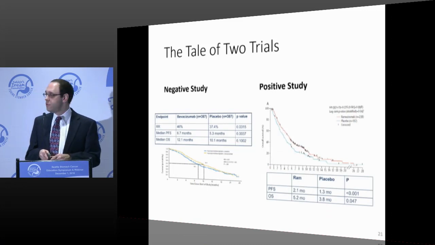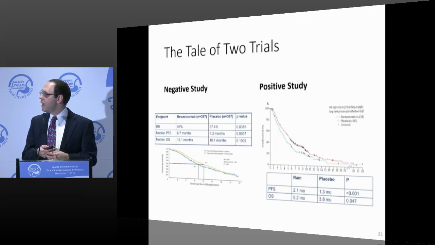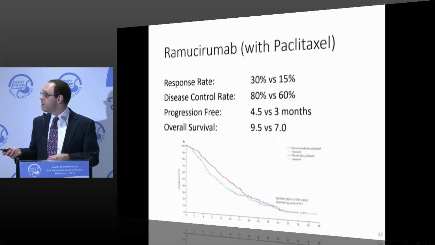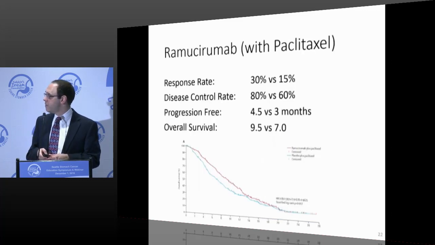I call this the tale of 2 trials, because part of it is depending on how you design the trial and what you look for statistically. I'm not sure which one necessarily looks better, but this one was technically a negative study, though it seemed to add about 2 months of survival. This one seems to add, in truth, a little bit less than 2 months, but this was a statistically positive study. So this got Ramucirumab approved by itself, and then they combined it with chemotherapy, and it's a second-line study.